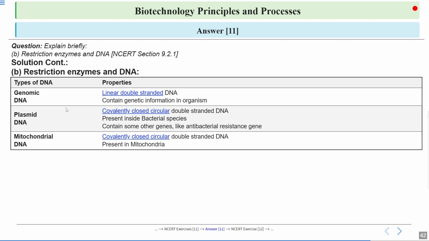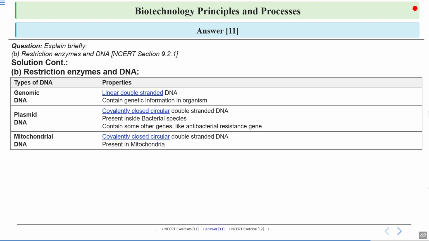So the types of DNA, here you can see genomic DNA. What are the properties of this? Linear double-stranded DNA. This genomic DNA is linear, meaning straight, double-stranded DNA, and contains the genetic information of the organism. What do they contain? They contain the genetic information of the organism.